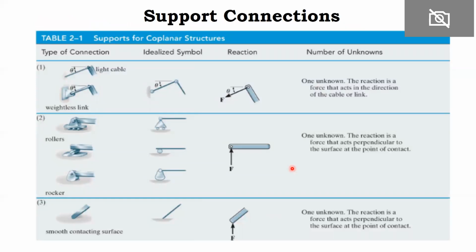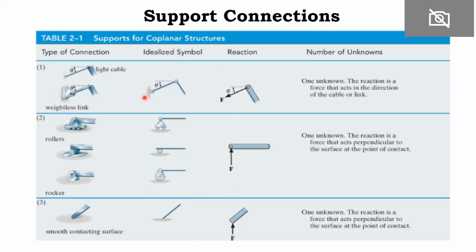Here we should have a basic knowledge. You are already familiar with this from engineering mechanics, where you learned these kinds of connections. In the diagram, this is one kind of connection. The second kind of connection contains rollers. The third kind contains rockers, and the fourth is smooth contact surfaces. They are represented through idealized symbols. This is the way of representation, and our interest here is how to represent the reaction.